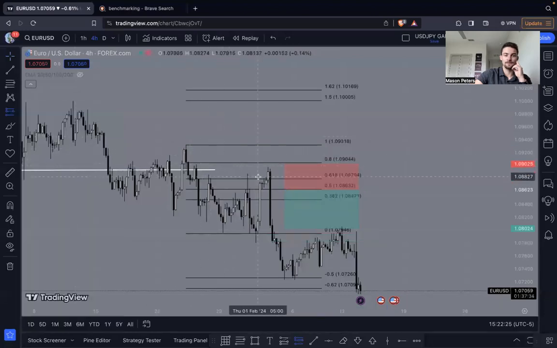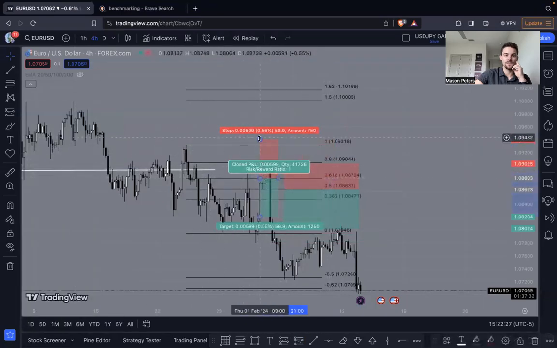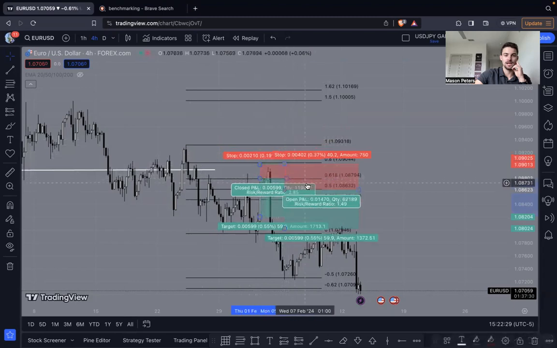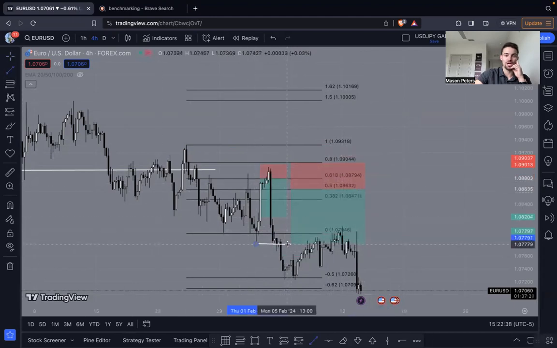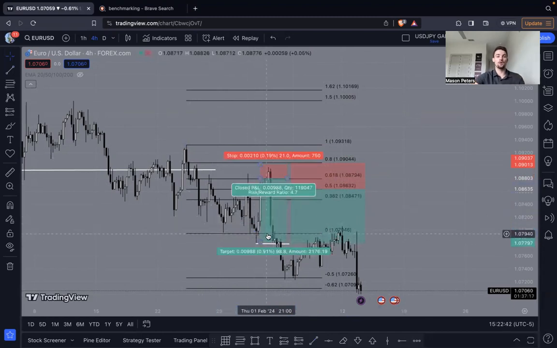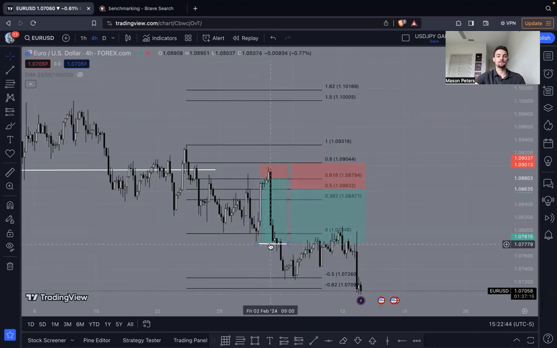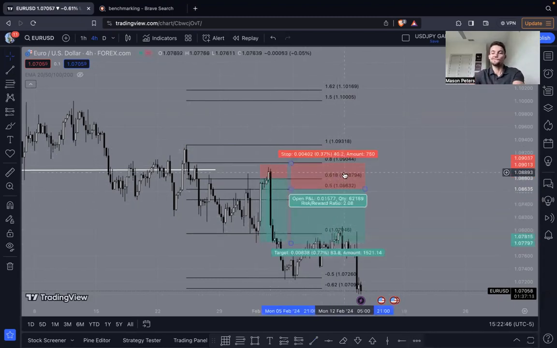Boom. 618. Right here. See that? Look at that. And then what do you target? You target that low. It's a little choppier, but you target that low right there. And price continues to melt.